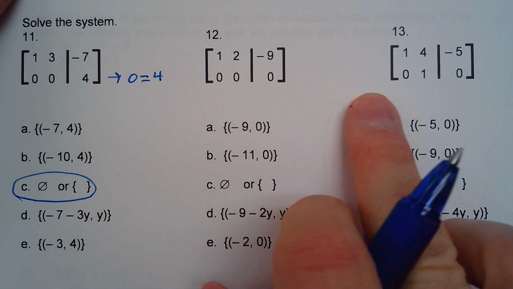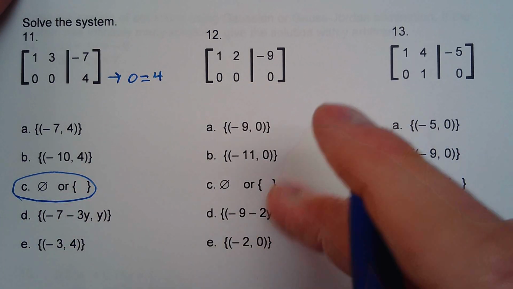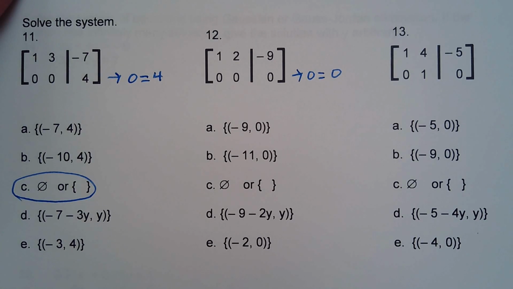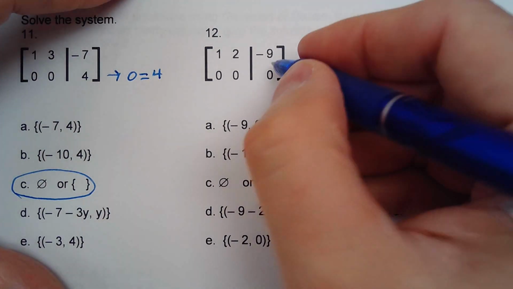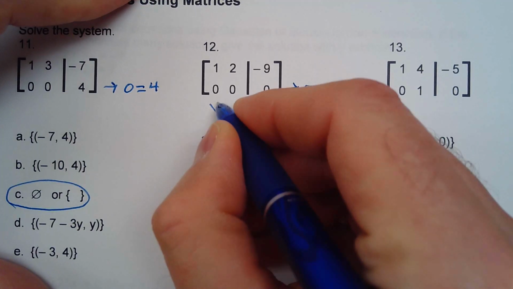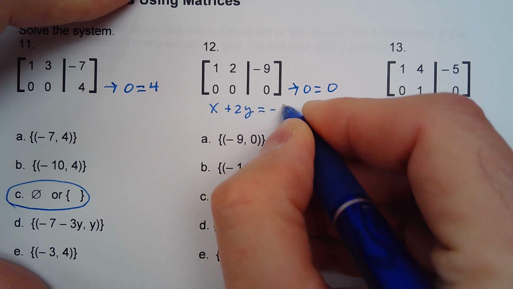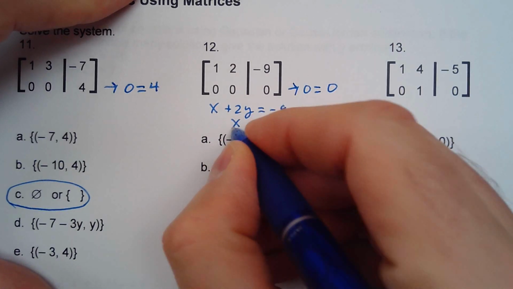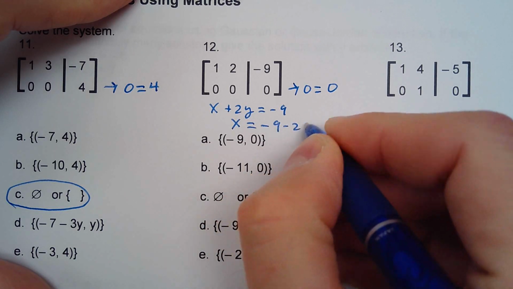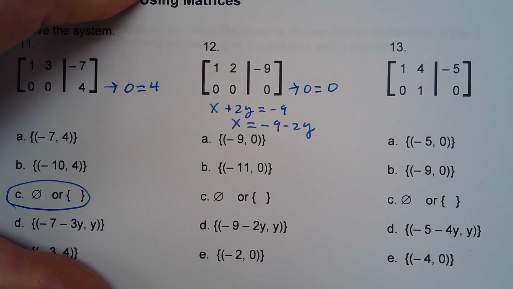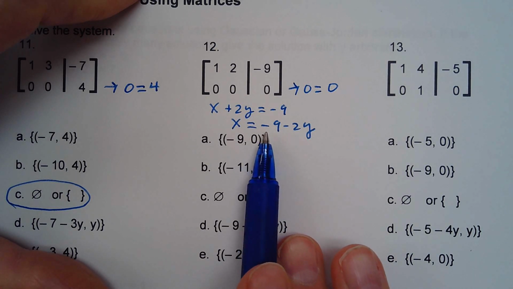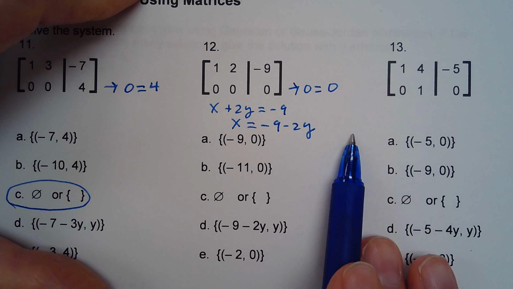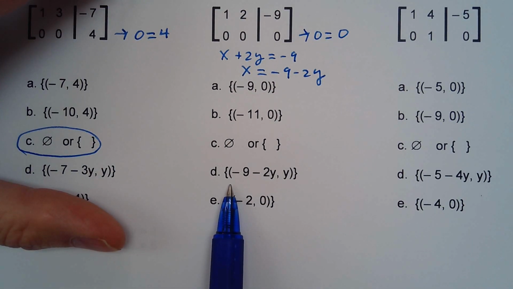The second one, I got zeros all the way across. So this last equation means 0 equals 0. This is an identity. So what I need to do is write that first equation as x plus 2y equals negative 9. I need to solve for x, so I'm going to subtract 2y from both sides. Now I'm going to write my answer as the set of all points with x coordinate of negative 9 minus 2y, comma, y coordinate y. So that would be answer choice D.